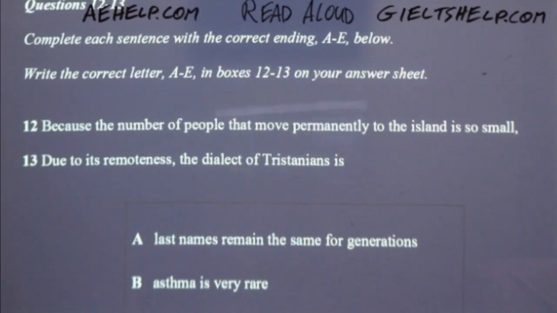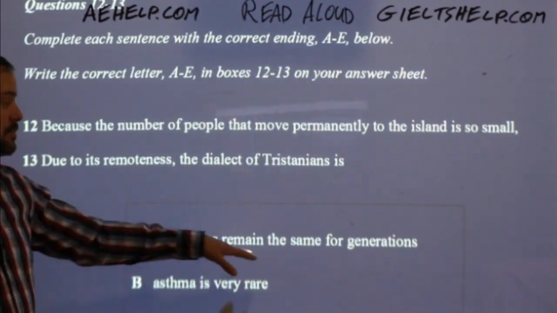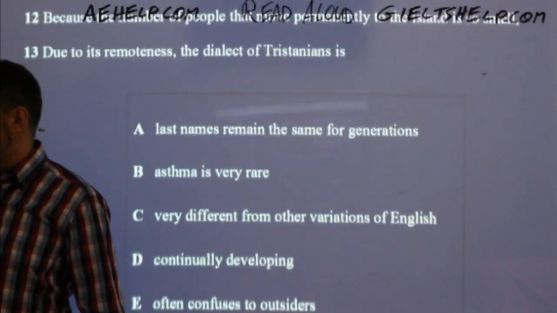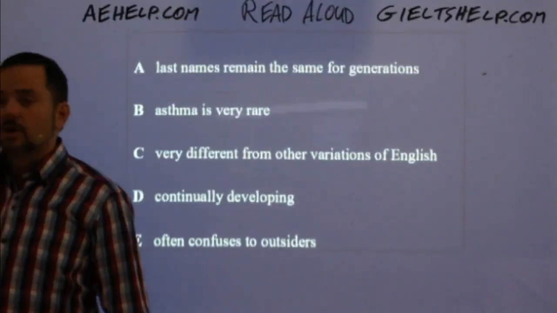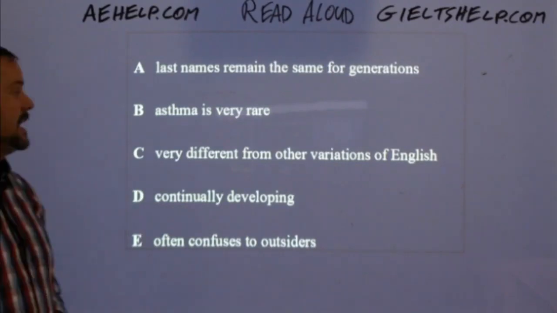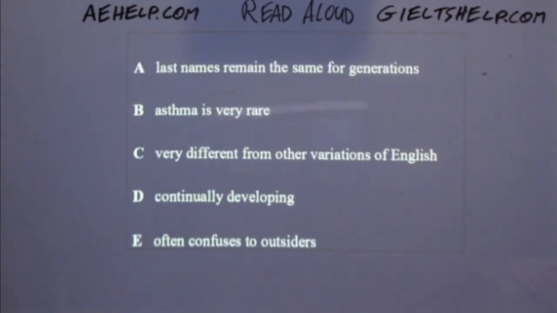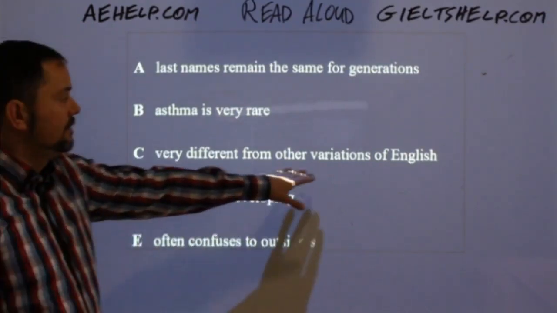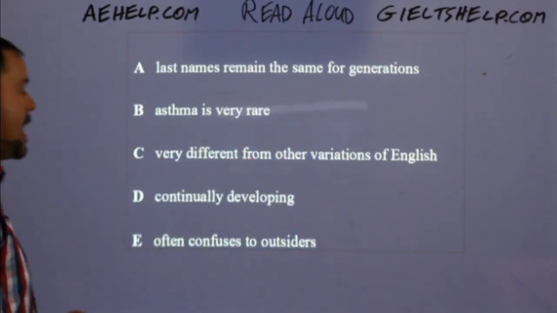As well, Roshni says the last names remain the same for generations. And that's correct. Also, one that might not be here is that they have a unique dialect of English. This is not correct, very different from other versions of English because the grammar doesn't match.